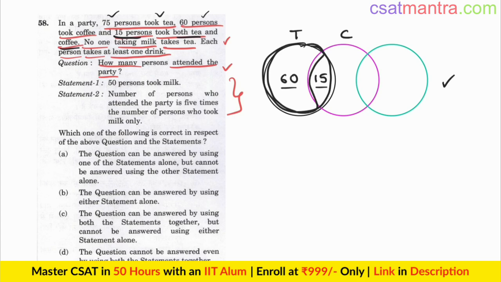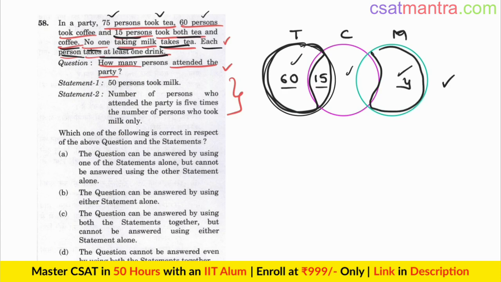Tea and coffee 15. This is milk circle. No one taking milk takes tea. Milk and tea, they don't have any overlap. They don't have anything in common. Each person takes at least one drink. So all the persons somehow will fall in these circles. They won't be outside. Say this value is Y.